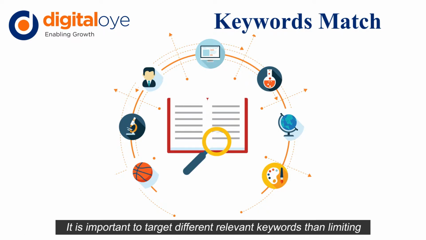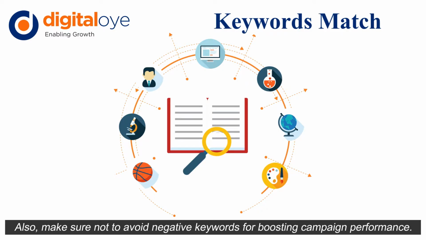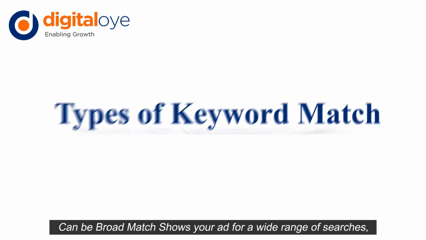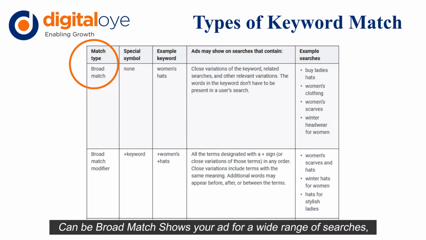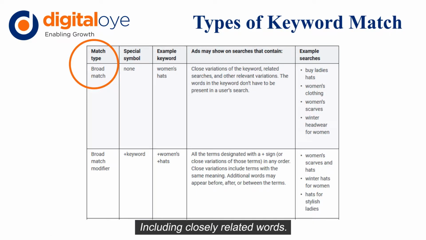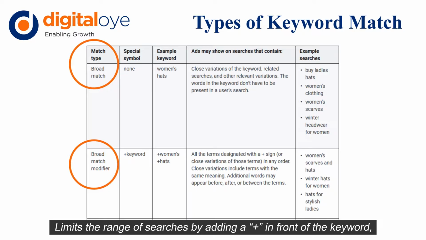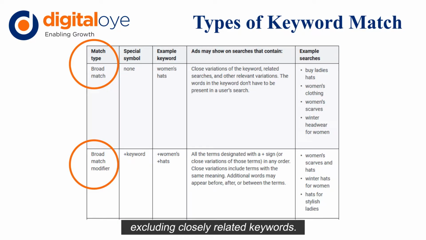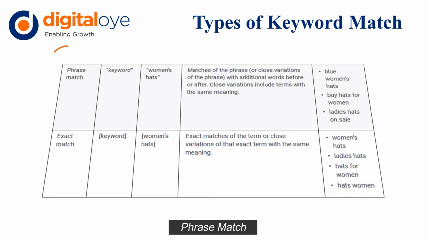It is important to target different relevant keywords rather than limiting your campaign to only one keyword. Also make sure to add negative keywords for boosting your campaign performance. Types of keyword match can be broad match, which shows your ad for a wide range of searches, including closely related words. Broad match modified limits the range of searches by adding a plus sign in front of the keyword, excluding closely related keywords. Phrase match.